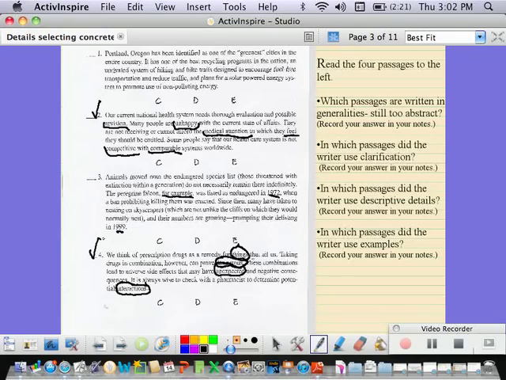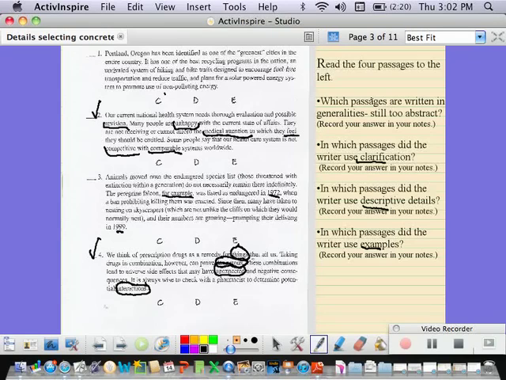Okay, pause the video for a moment and read 1 and 3 to yourselves and decide which of the strategies that we talked about, clarification, description, and examples, either passage used. You should have this paused.